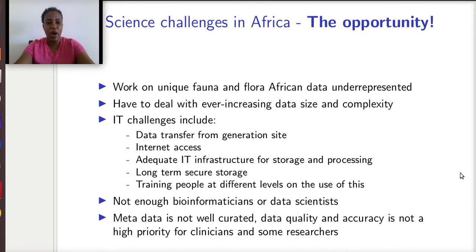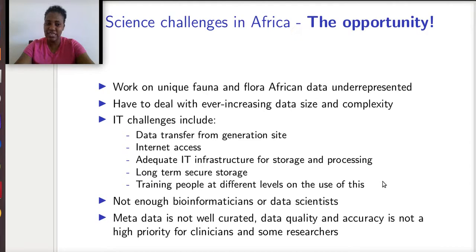And even for people who do access these databases, it means the database servers have to run 24/7. You have to have adequate IT infrastructure for storage as well as processing. You also have to have long-term secure storage. And you also have to train people at different levels to use this. How do you train biologists to use their data that is stored? Okay, so these challenges on the other side are equally an opportunity for a data scientist to work on.